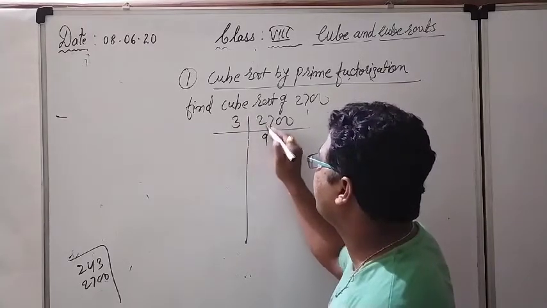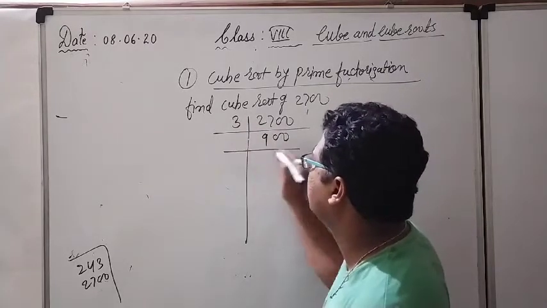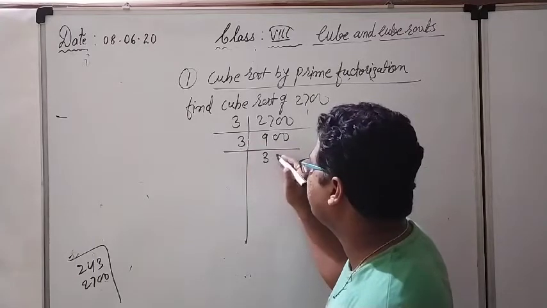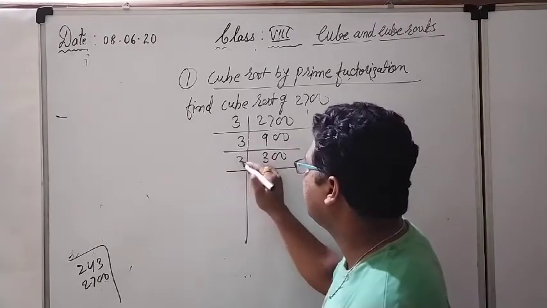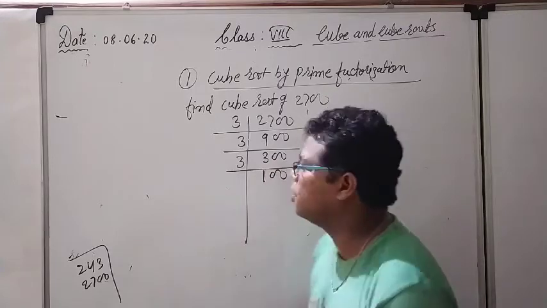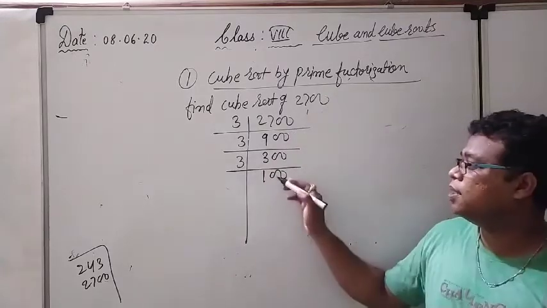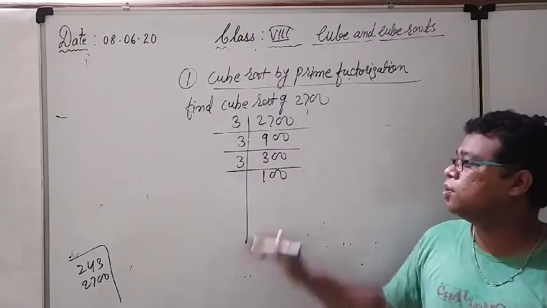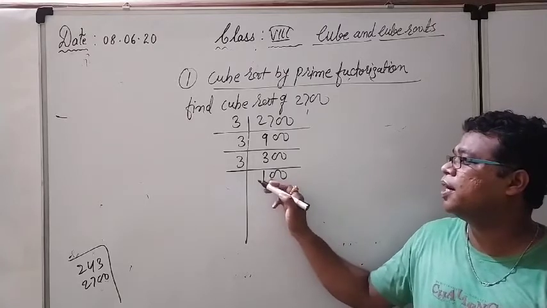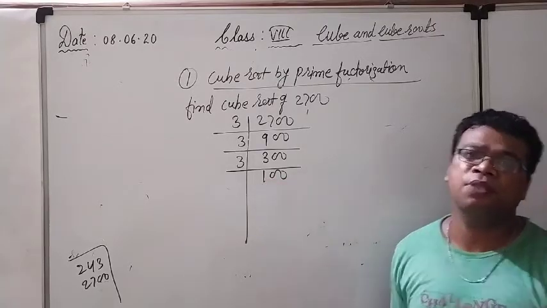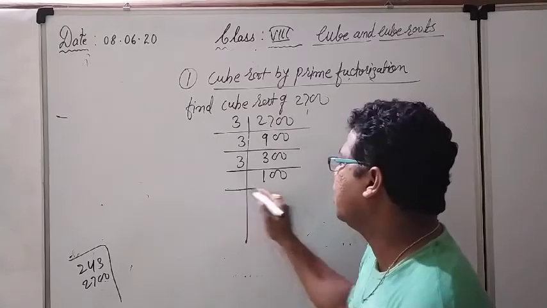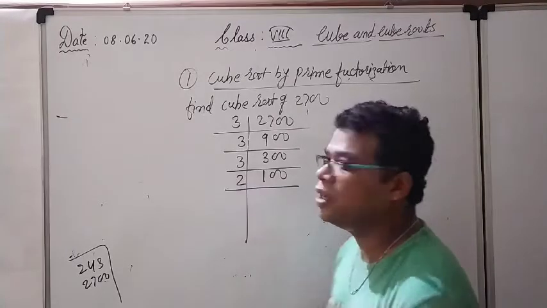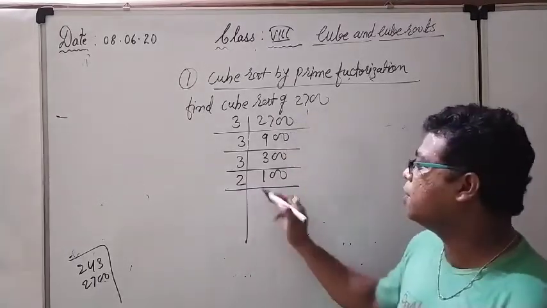3 9s are 27, 2700. 3 3s are 9, again 00. 3 1s are 3, 00. Right now, is it divisible by 3? No, because you can see 1 plus 0 plus 0 we are getting 1, and 1 does not come in the table of 3. So definitely I will take 2 because it is an even number. It will be divisible definitely by 2.